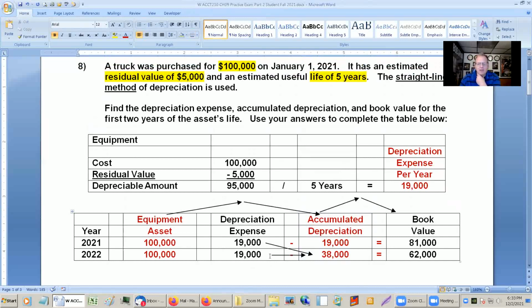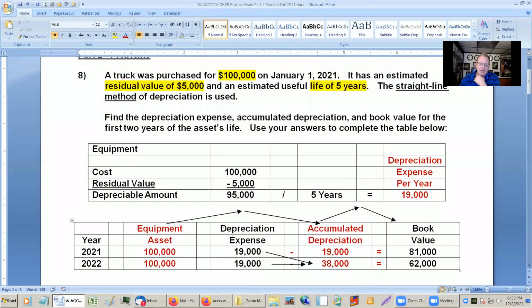So that's the straight line method. And again, it's called that because it takes off the same amount every single year: 19,000, 19,000, 19,000, 19,000. It's probably the most intuitive way that most people think about doing this: okay, it's going to last for 5 years, we'll split it up over 5 years.